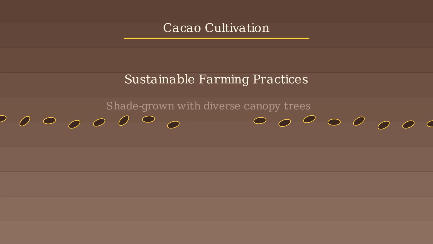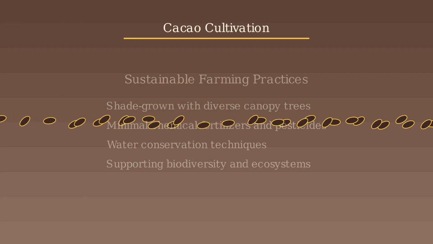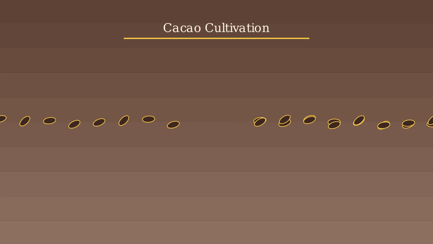Sustainable farming practices are crucial for both producing high-quality cacao and protecting the environment. These include shade-grown cultivation using diverse canopy trees. Farmers also minimize chemical fertilizers and pesticides, implement water conservation techniques, and support biodiversity within their cacao groves. This careful cultivation process is the essential first step in creating the chocolate we enjoy.